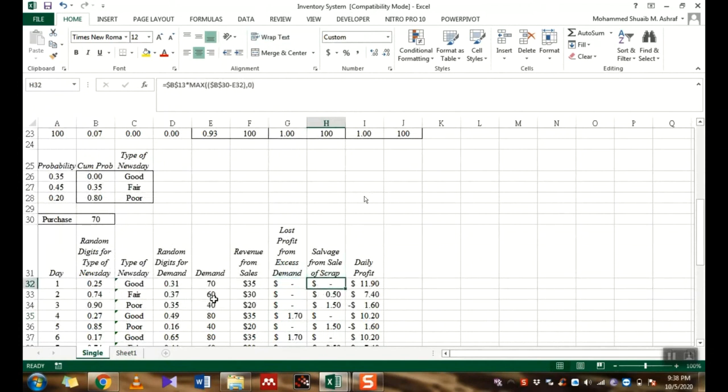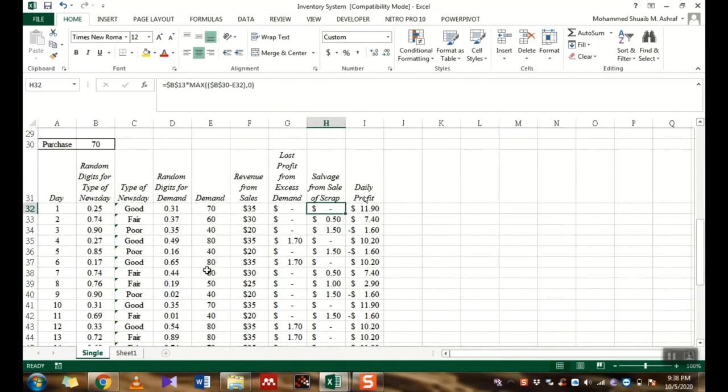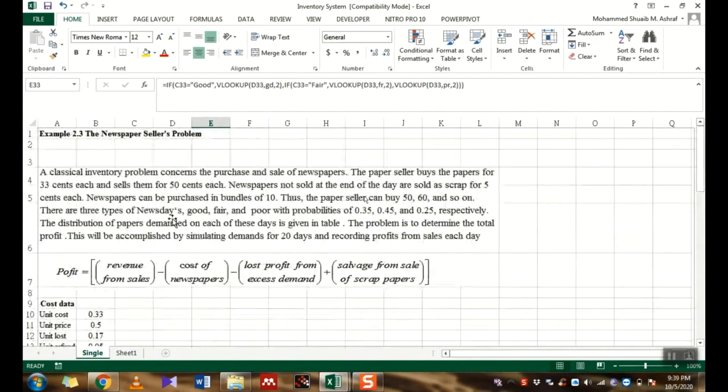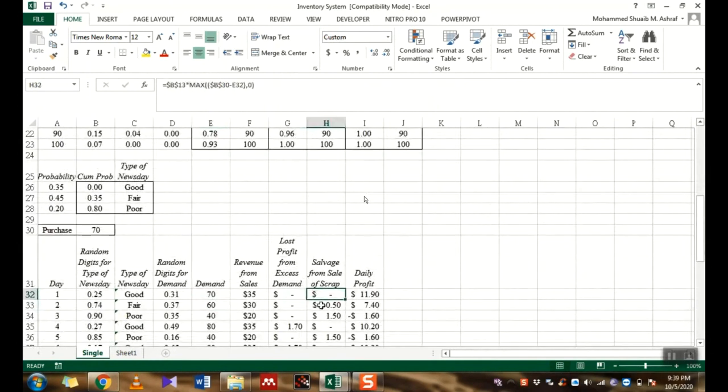Salvage means the units that we return at the end of the day. See here, on day 2, the demand is 60, so we will be left with 10 newspapers. So 10 newspapers will be returned at the price of 5 cents. This is being computed here also.